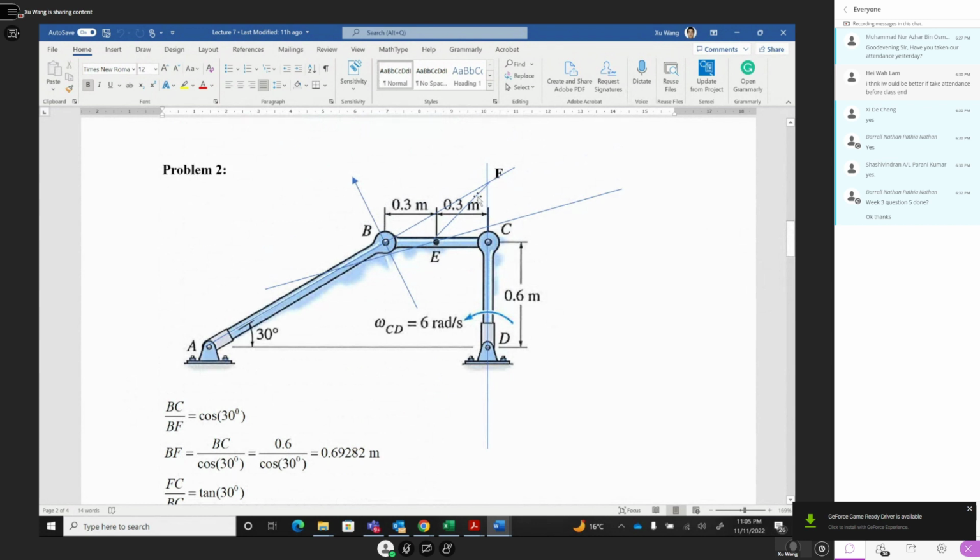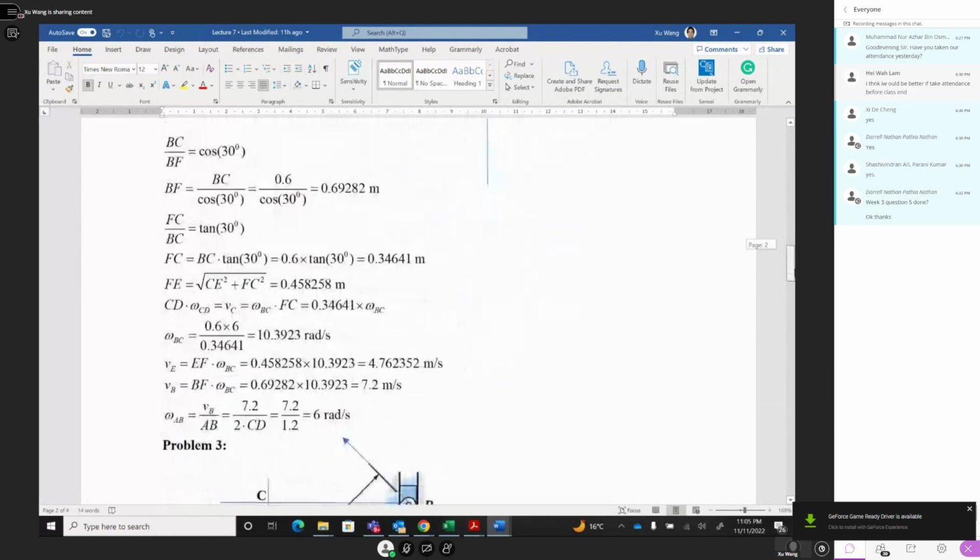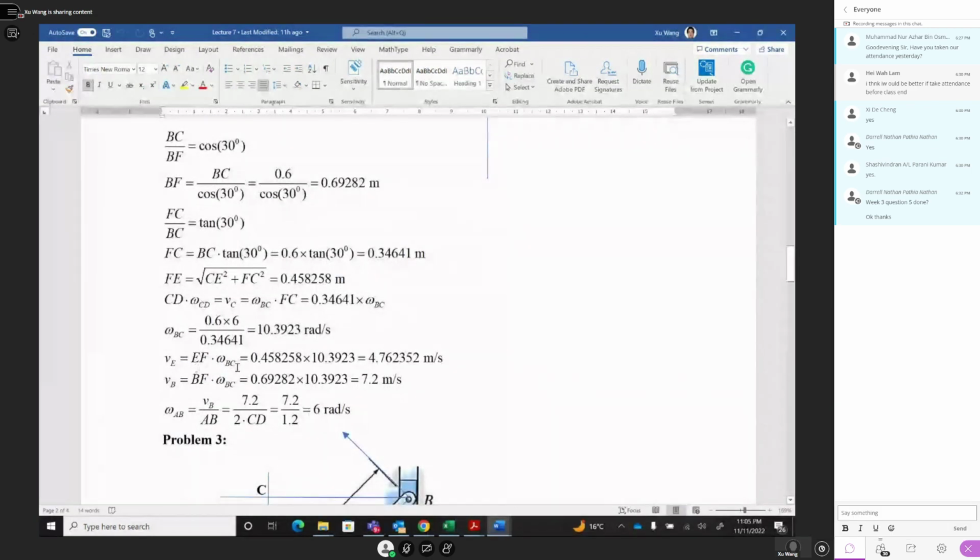All right. And then after you get the omega BC, this speed should equal to FE times omega BC. For the VE, the EF times omega BC. Omega BC 10.36. EF we calculated 0.458, multiply it with 4.76. That's VE. After you get VE, this is your VE.